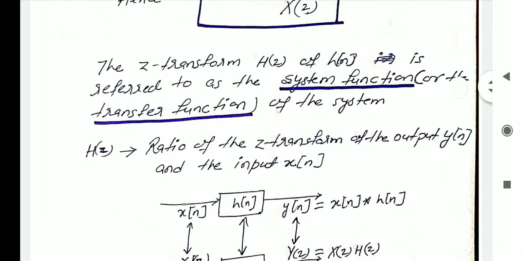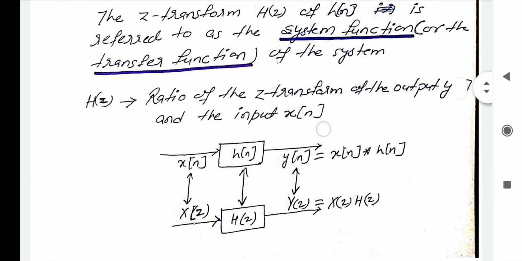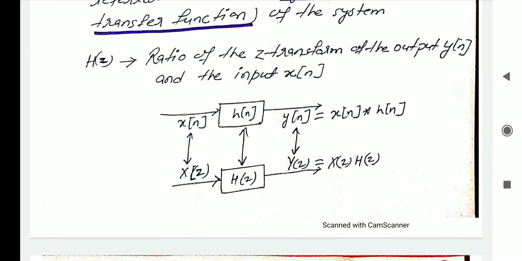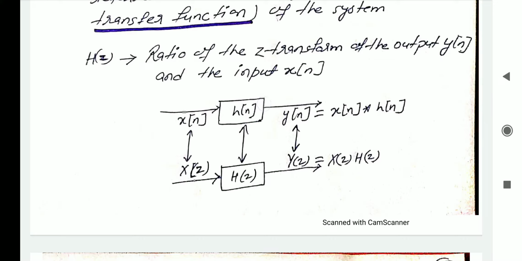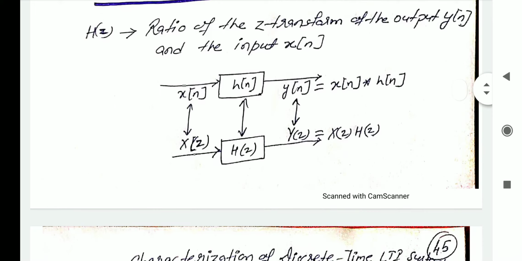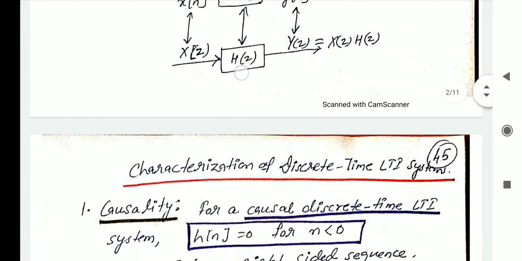Now H of z can even be written as the ratio of the Z transform of the output y of n and the input x of n. So here it is clearly described that if x of n is given as input to a system, the output will be y of n, and y of n is x of n convolution h of n. In terms of Z transforms, x of n has the Z transform X of z, h of n has the Z transform H of z, and y of n has the Z transform Y of z. This Y of z can be written as X of z into H of z, and H of z is nothing but the transfer function of the system.